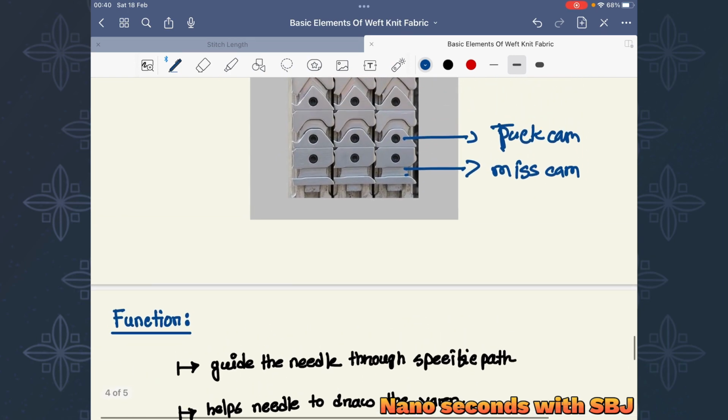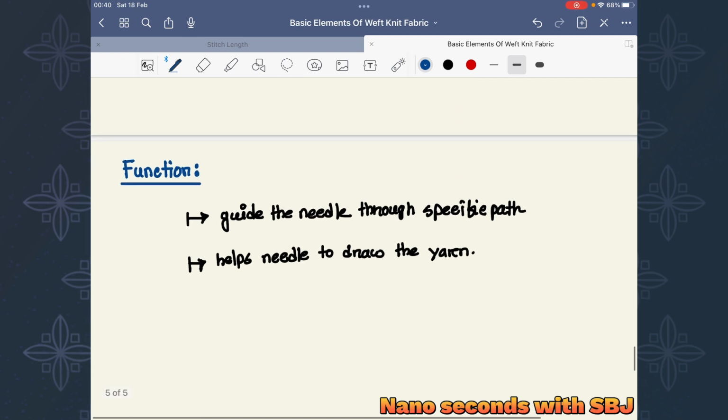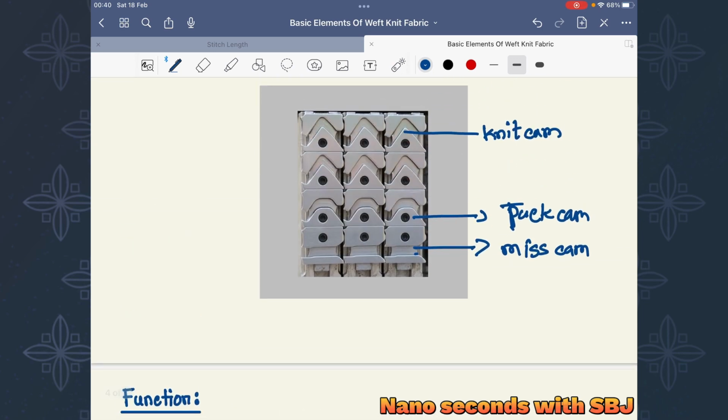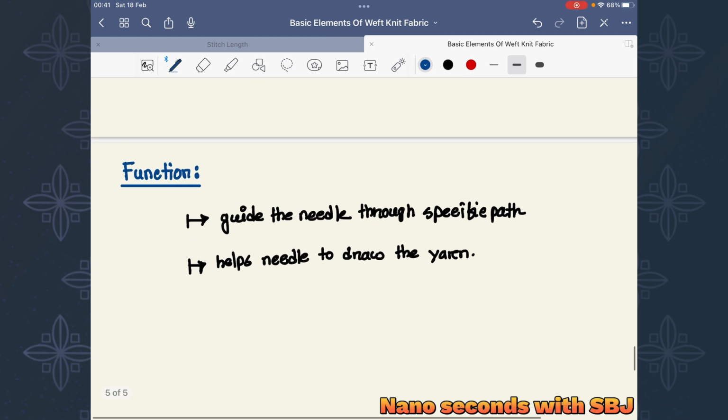The basic function of the cams is that they guide the needle through a specific path. Here you can see in the picture the needle is moved through the path. According to this, the cam helps the needle to draw new loops and form new loops. These are the basic functions of the cam.